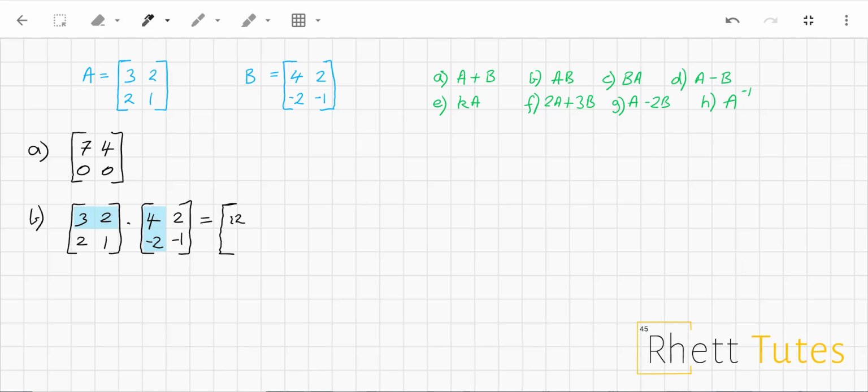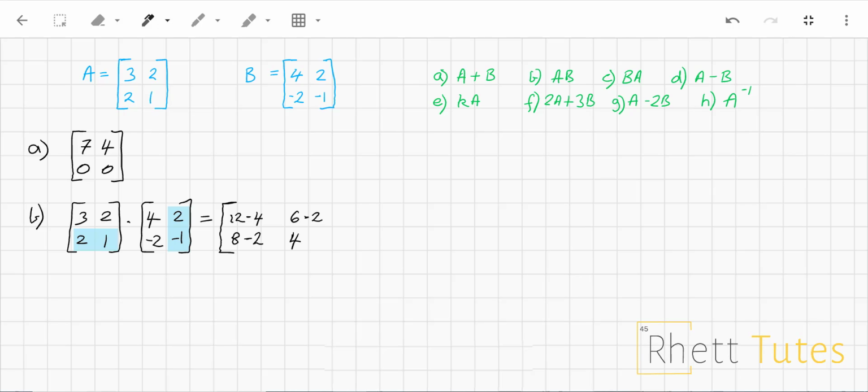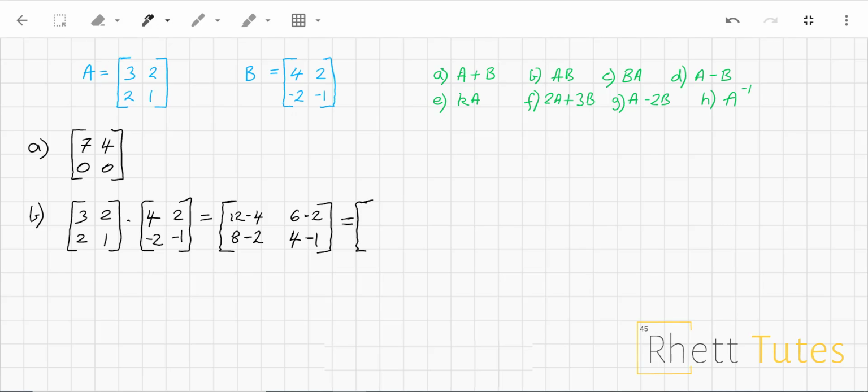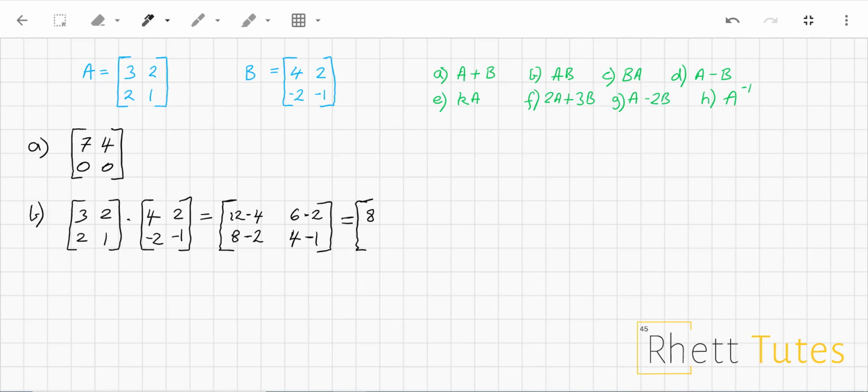plus 2 times negative 2, minus 4. 3 times 2, 6, 2 times negative 1, minus 2. The next row, 2 times 4, 8, 1 times negative 2, minus 2. 2 times 2, 4. 1 times negative 1, negative 1. Great, now I just simplify. 12 minus 4, 8. 6 minus 2, 4. 8 minus 2, 6. 4 minus 1, 3.